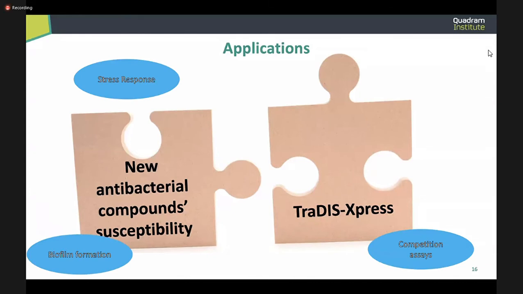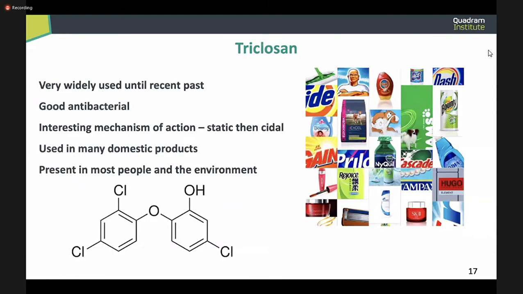We can find out other stress responses like high and low pH, high and low temperatures, biofilm formation, and competition assays, and there are multiple applications of TRADS Express. So today we will be discussing one of the chemicals, a known one. It's triclosan. Triclosan is an antibacterial agent, and it is used in loads of cosmetics and other household products.